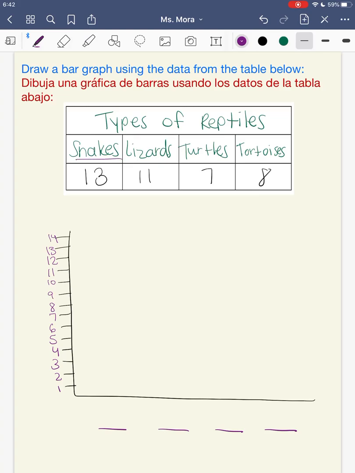So I have snakes, so I'm going to put an S for snakes. Lizards, I'm going to write an L. Turtles, I'm going to put a T. And then we have tortoises, I'm going to put a T-O there, so I can differentiate between turtles and tortoises. Okay? And then I'm just going to look at my numbers.